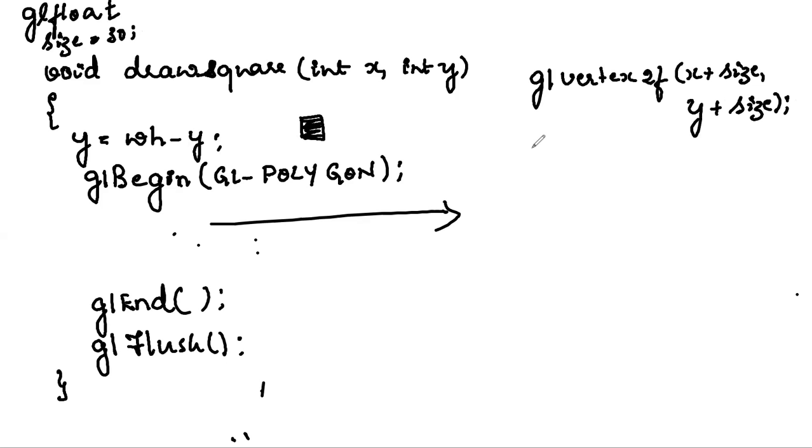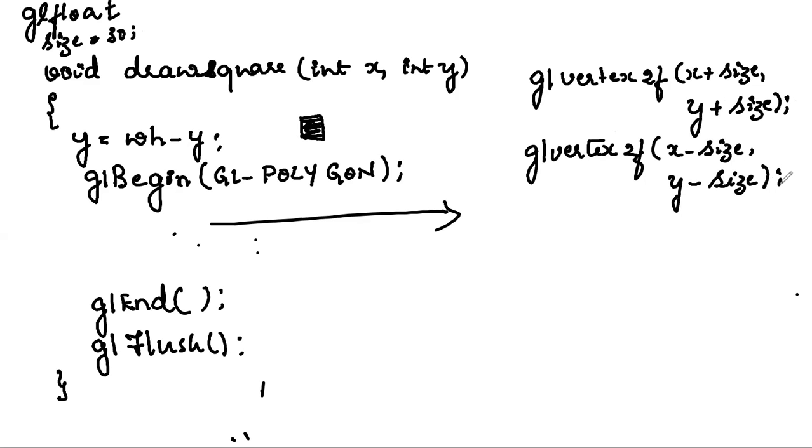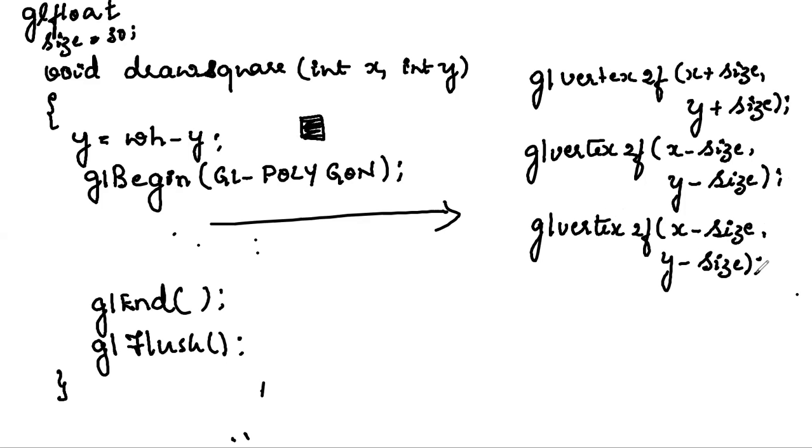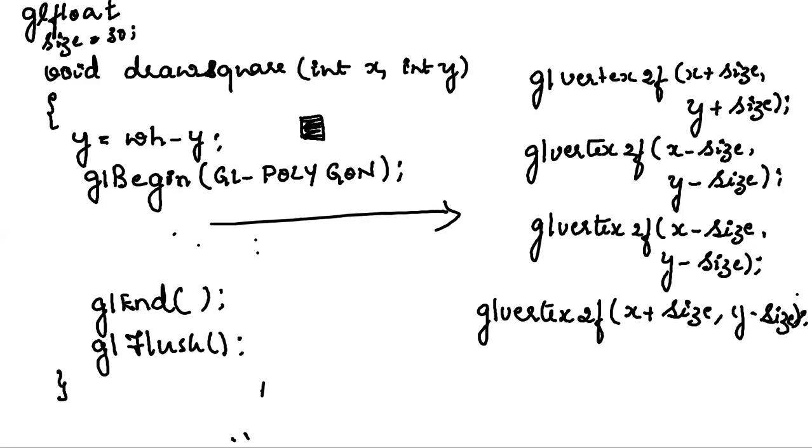And next I will write GL vertex 2f, that is x minus size and y plus size. And the third one I will take as GL vertex 2f, x minus size and y minus size. And the last one, I take it as GL vertex 2f, x plus size and y minus size. So I've written 4 instructions here.